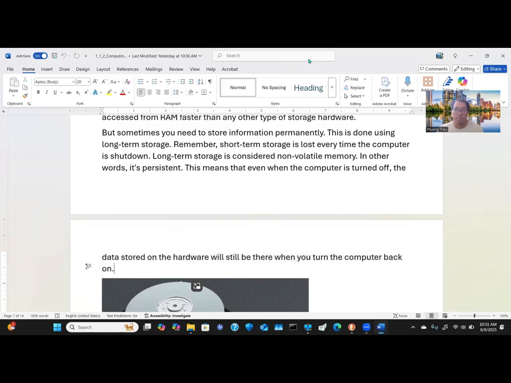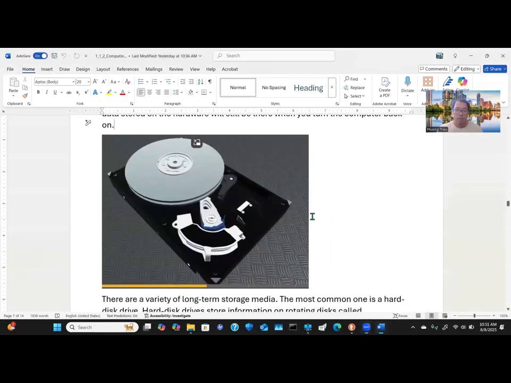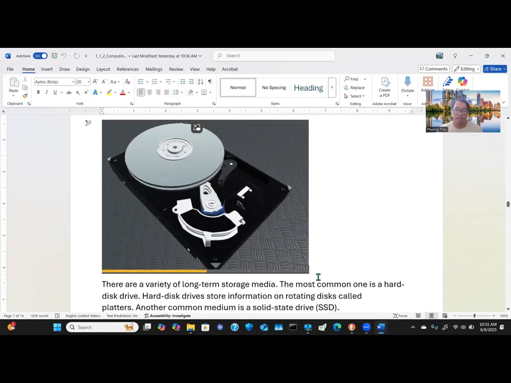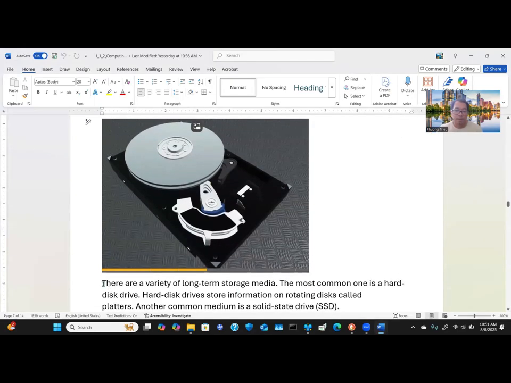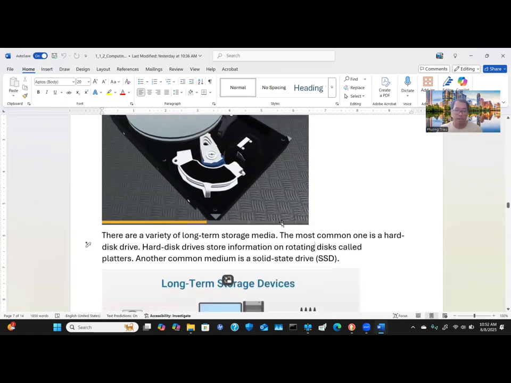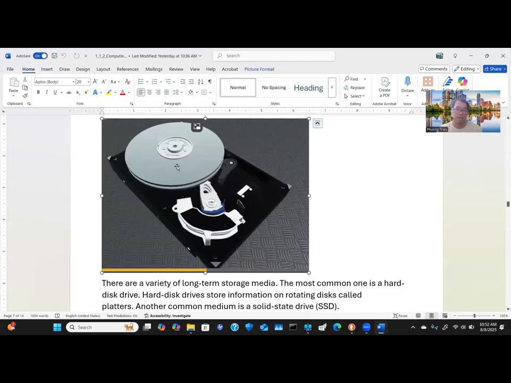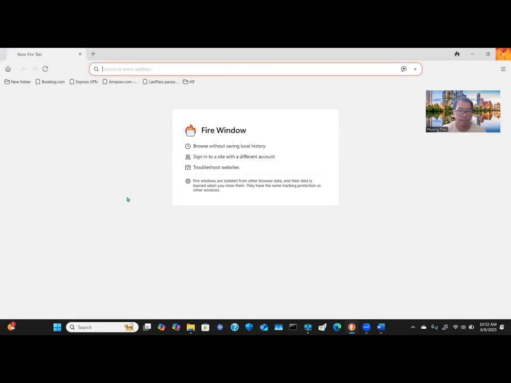So remember that there are temporary storage devices like RAM, and there are also permanent storage devices. This image might be familiar to a lot of you. There are a variety of long-term storage media. The most common one is the hard disk drive. This is called a hard disk drive. And let me show you a few more kinds of hard disk drives here too.